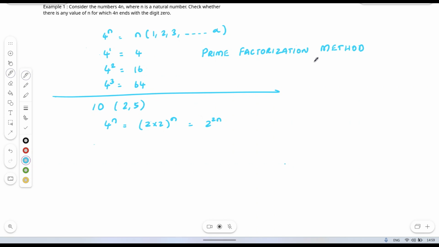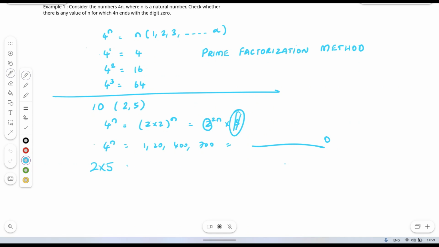Now here we have the factor 2, but there is no 5. 5 is missing. Since 5 is missing, whatever value you put for n, like 120, 400, 700, you are not going to get an answer ending with 0. The reason is it does not have the factors 2 and 5. It has to have factors 2 and 5.